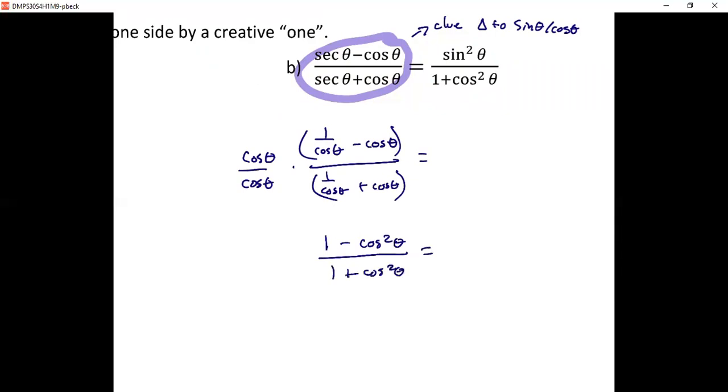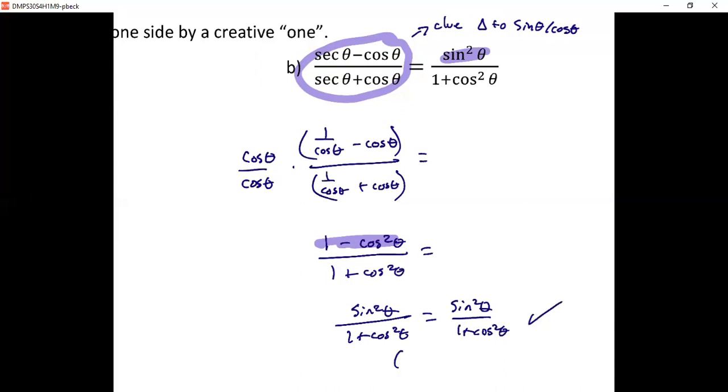Now I'm kind of close to what I'm trying to simplify. Notice how these two are equivalent. Since those are equivalent, I don't have to do any work on the denominator. My goal is to make the 1 minus cosine squared equivalent to sine squared. I really don't have to work that far when I know the Pythagorean identity. It's sine squared of theta over 1 plus cosine squared of theta, equals sine squared of theta over 1 plus cosine squared of theta. So, proved what I was directed to prove, QED.